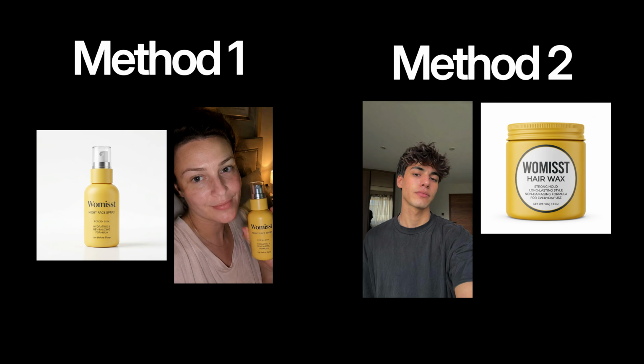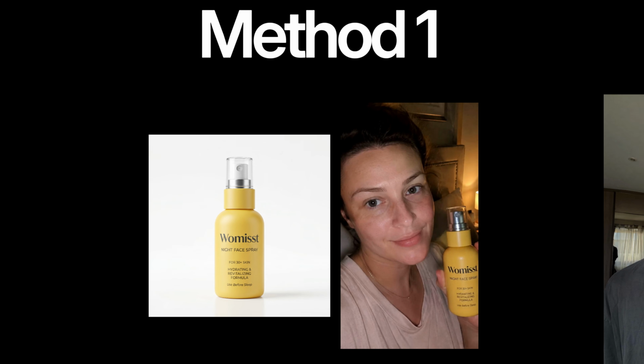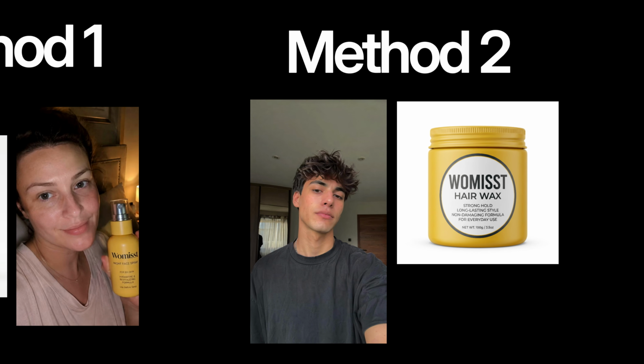So we can create AI UGC ads using two different methods. Method 1 is when you only have a product image and want to create a complete ad from it. Method 2 is when you want to keep the same character consistent while promoting different products. So let's start with method 1.